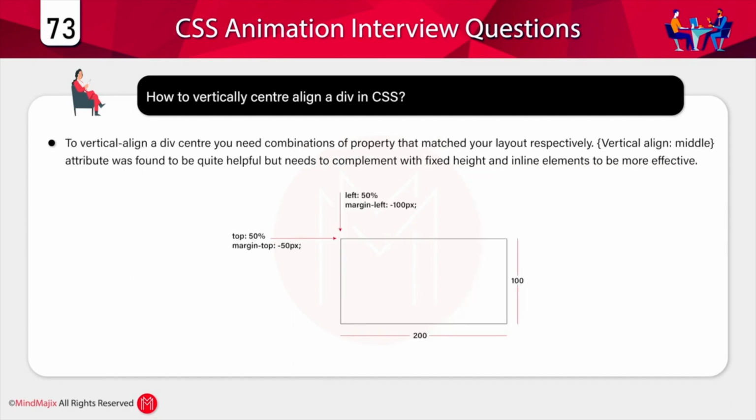How to vertically center align a div in CSS? To vertically align a div to the center, you need a combination of properties that matches your layout. See, the vertical-align middle attribute was found to be unique and helpful, but it needs to complement with a fixed height and inline elements to be more effective.